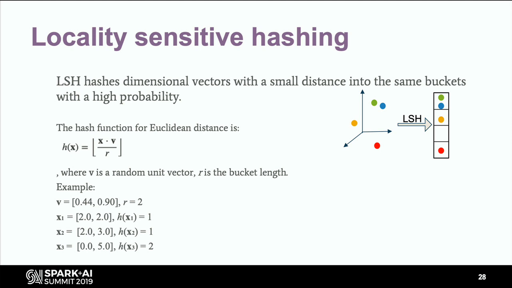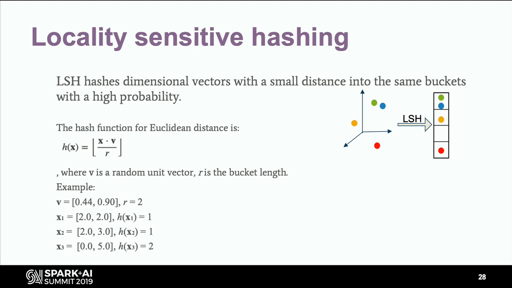So has anyone worked with or used this LSH before? Cool. This is quite a standard way to do approximate similarity search. I'm going to briefly explain what it is. It's nothing but a hashing function to hash high dimensional vectors with a small distance into the same buckets with a high probability. As in this example, we hash these four vectors into buckets, and we hope that using the LSH, we can hash the green and the blue one into the same bucket and the other two into other buckets.